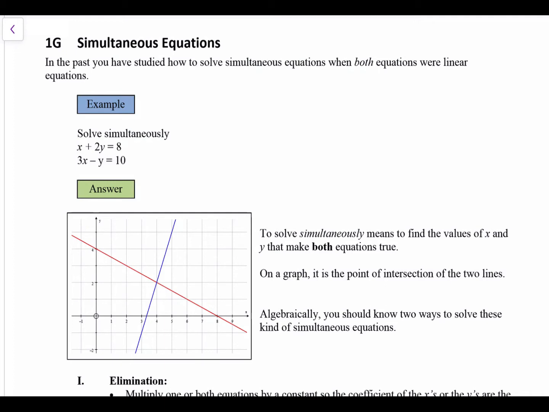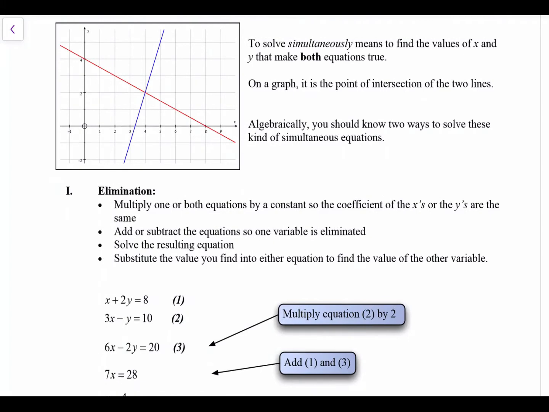So the thing here is, solving simultaneous equations, you've got two different ways of doing it. First of all, obviously what we're trying to do is find the values of x and y where both of these equations are true at the same time, or simultaneously. So in the past you've got two straight lines and we're looking for the point of intersection. There's two methods that you need to know.